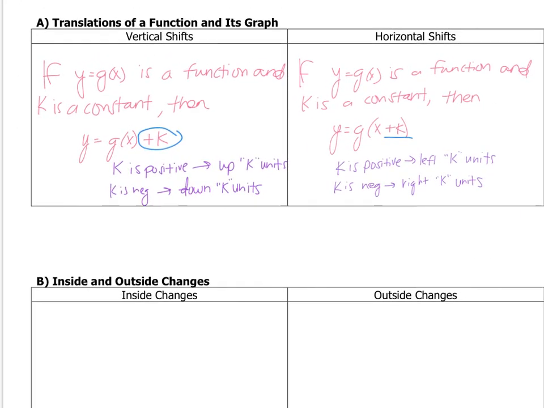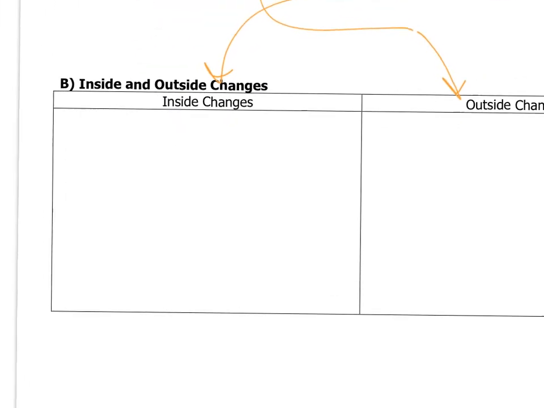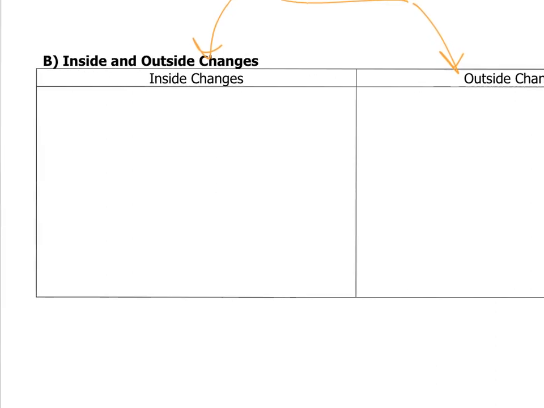So the big difference here, hopefully you are seeing, is taking that constant k, we can add that constant k to the very outside of our function. This is what we call an outside change. Or we can take that constant k, add it to the inside of the function, which we call an inside change. So now what we're going to do is generalize what we call inside changes and outside changes.